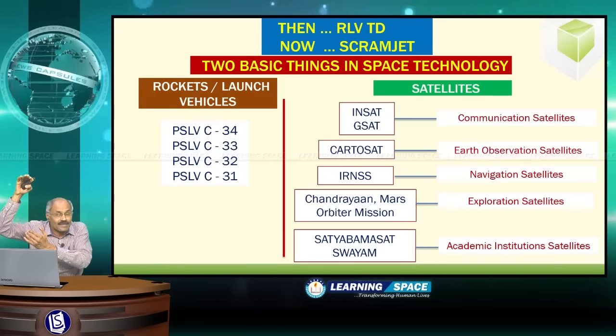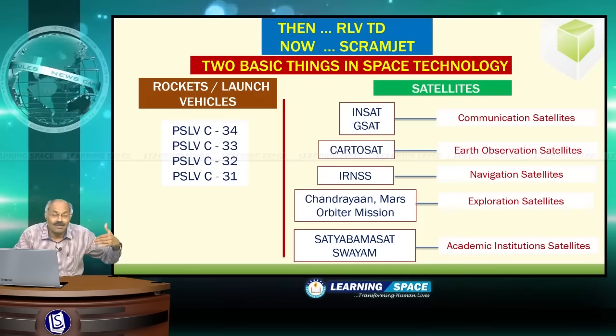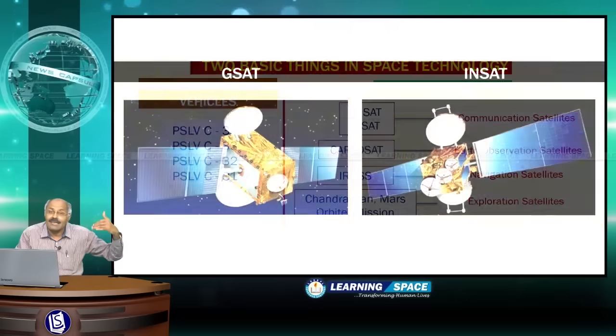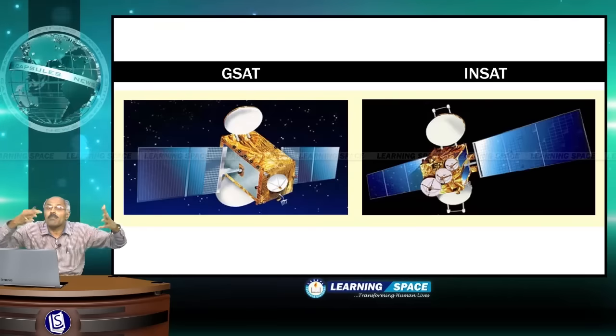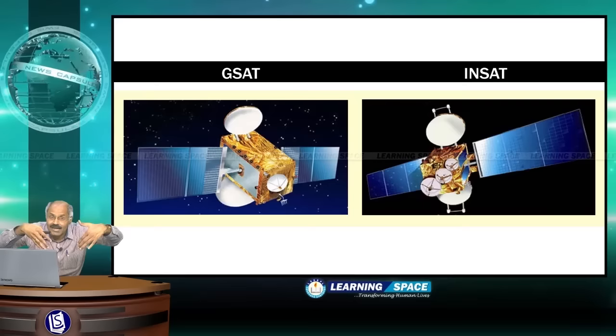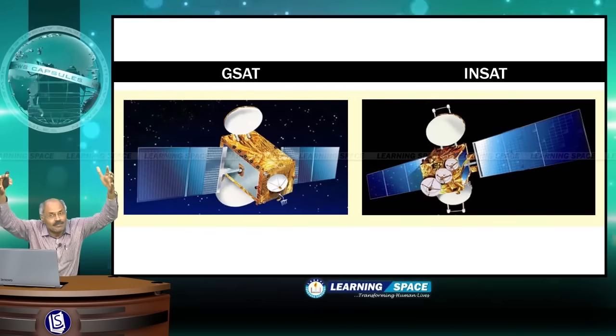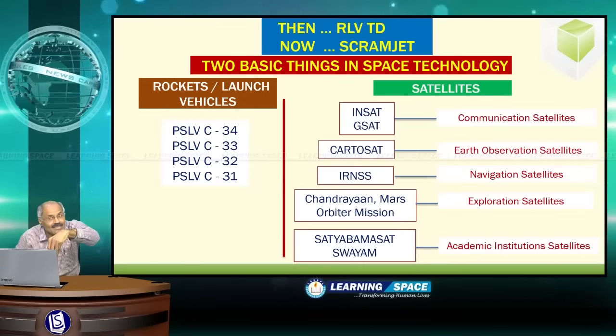And what are the different types of satellites? All of you are familiar with the INSAT series or GSAT series. Basically these are for communication purposes. You are watching a number of TV channels. How are you viewing so many TV channels? Because of the number of satellites in the orbit. So, INSAT and GSAT are communication satellites.